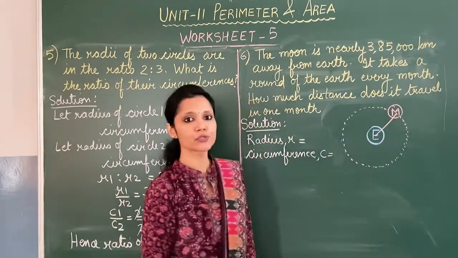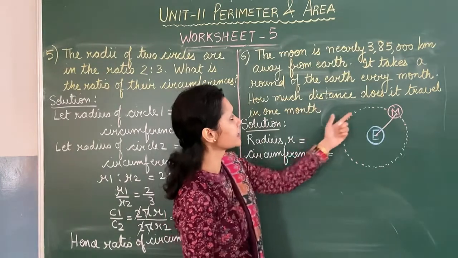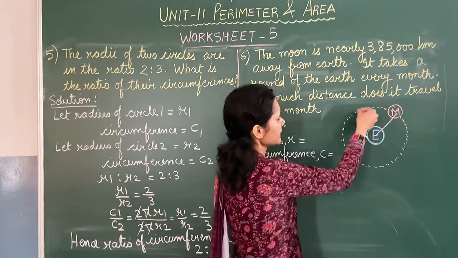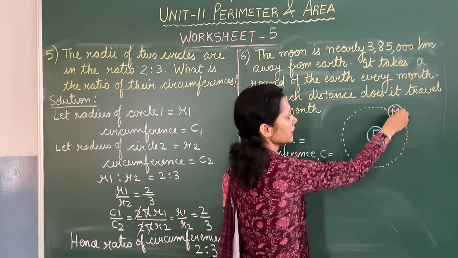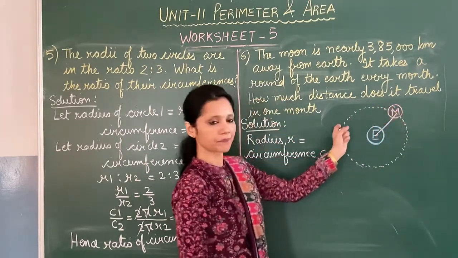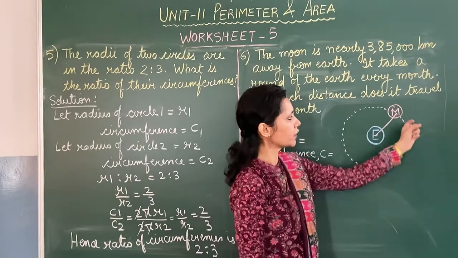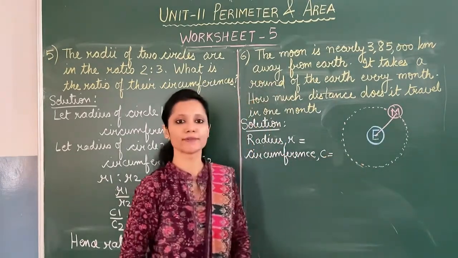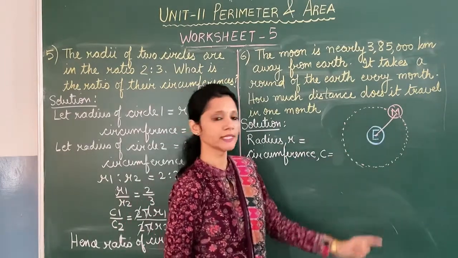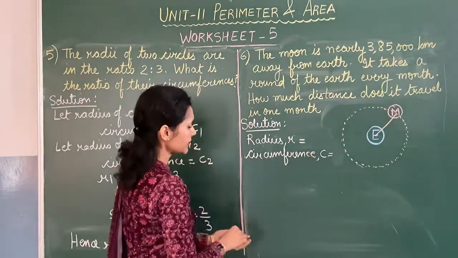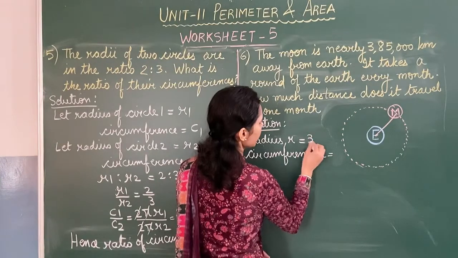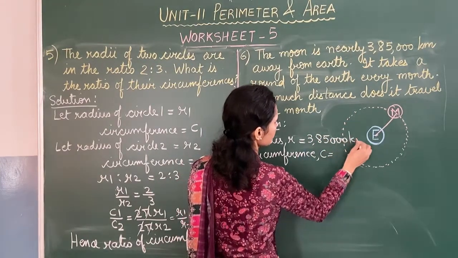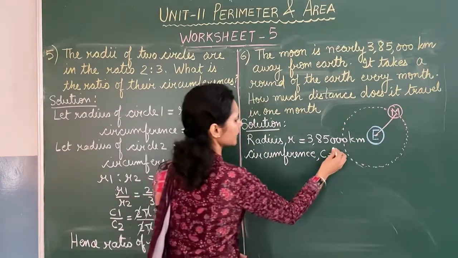And what are we supposed to find? We have to find the distance travelled by it in 1 month. Now in 1 month, the moon takes a complete round around the earth, and this length of the boundary of the circle is known as the circumference. So in this question, we have to find the circumference of the circle. The radius here is given to us as 3,85,000 kilometers.